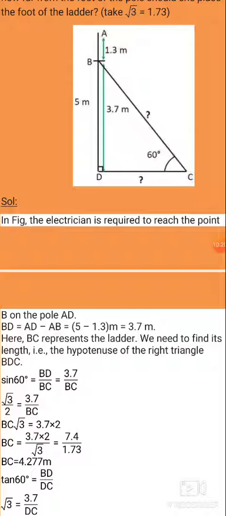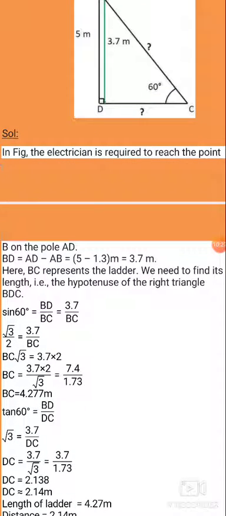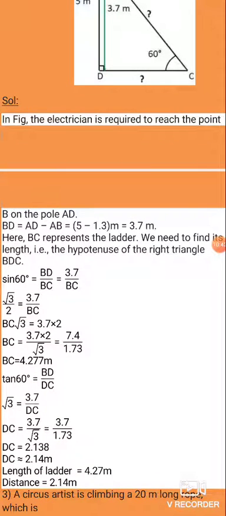Now DC is equal to 3.7 by root 3. Now substitute the value of root 3: 3.7 by 1.73, which is equal to, when you divide it, DC is equal to 2.138. So the rounded number is 2.14. Thus the length of the ladder is equal to 4.27, and the distance is equal to 2.14 meter. Clear? So the last step also carries half mark.